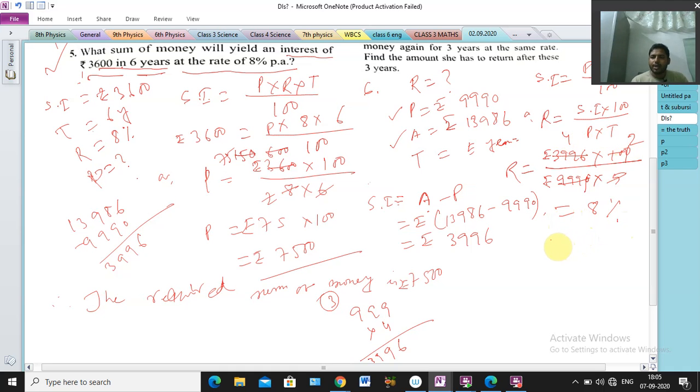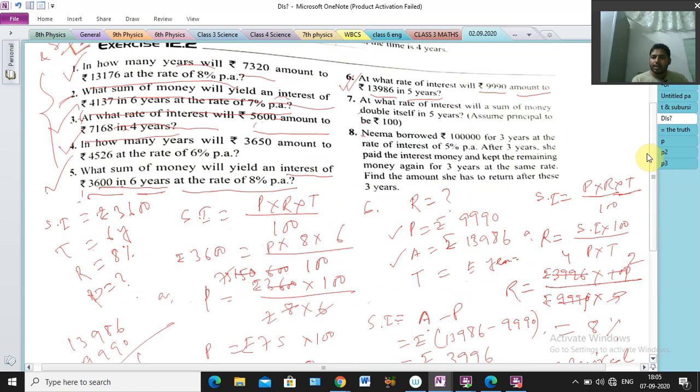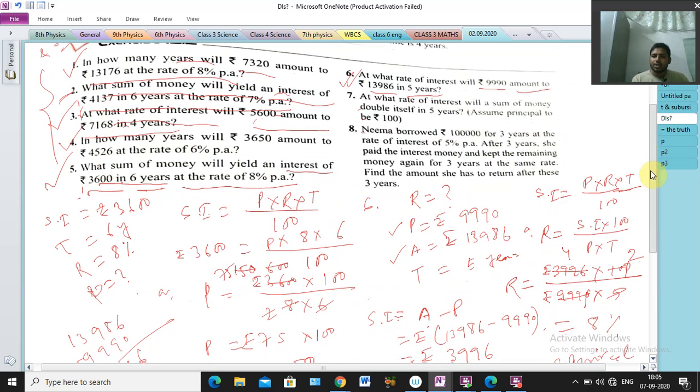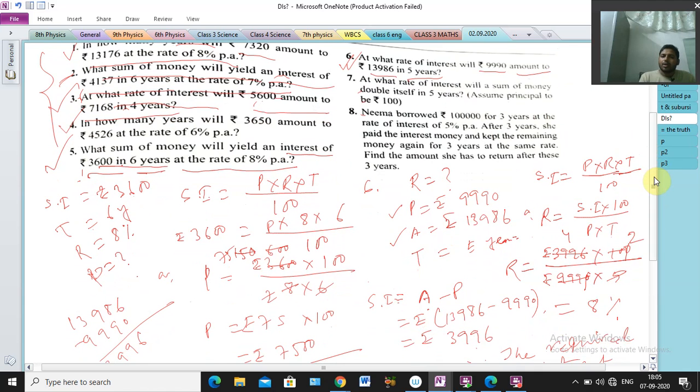Clear? Clear or not? So there, that means our answer will be what, sir? Therefore the required rate of interest is 8%. Clear? The required rate of interest is 8%. Clear? I hope clear. Easy, just not hard. Easy, but you have to practice it. That is the main thing. Without practice you cannot solve it. That is the main thing.